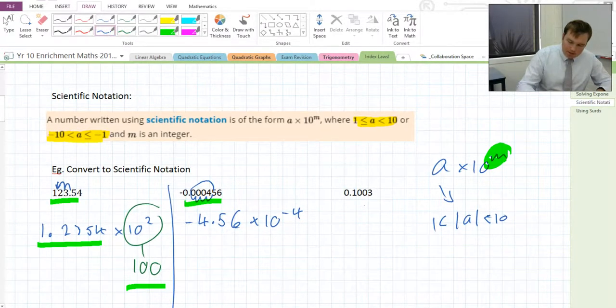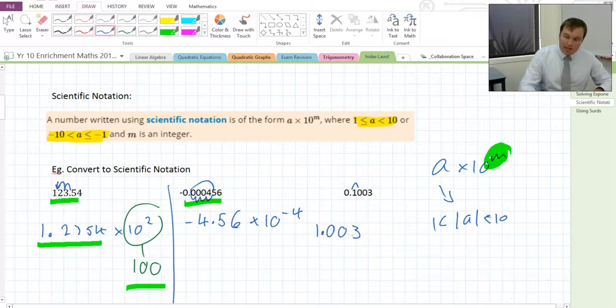Alright. This one here, 1.0.1003. We only need to jump it once. So this would be written as 1.003. Note we keep those 2 zeros there. They're important. Times 10 to the negative 1. We've jumped it back 1.